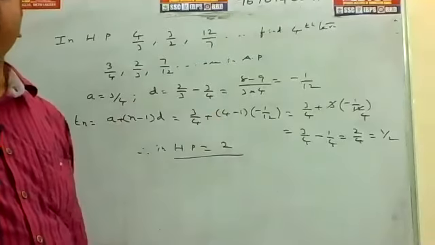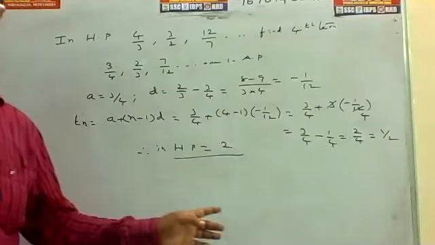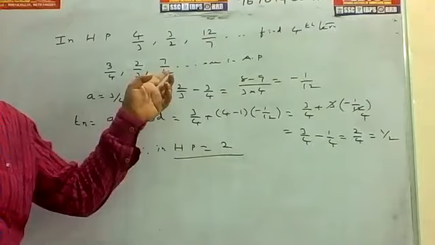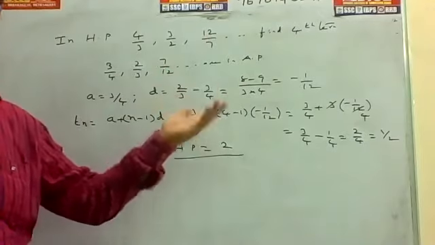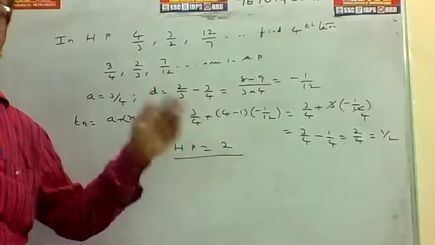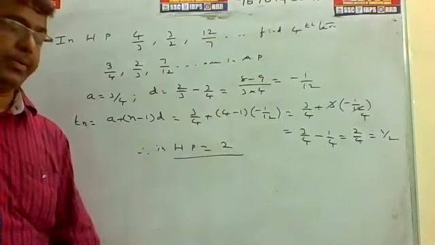Do this method. Aishwarya, your answer is wrong. Please check. First convert HP into AP. Finally, write down the answer reverse. For AP, reverse is the answer. That is 2 is the right answer.